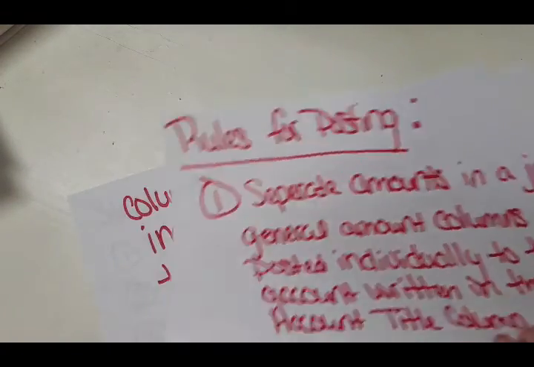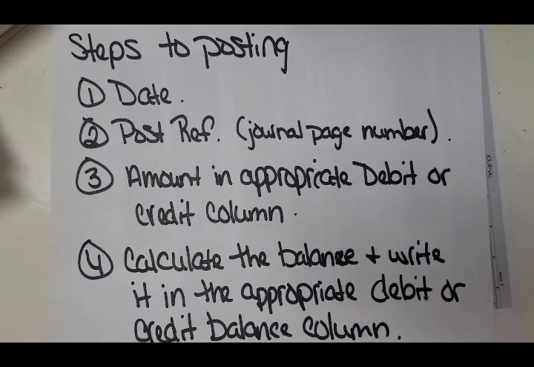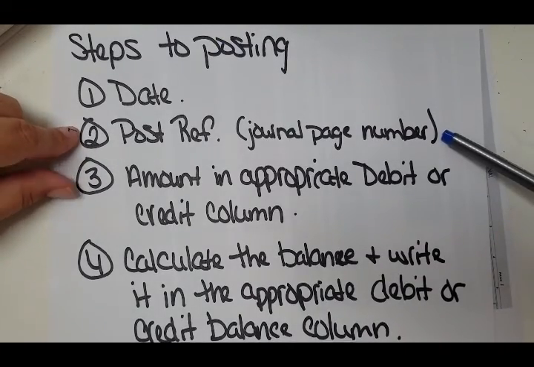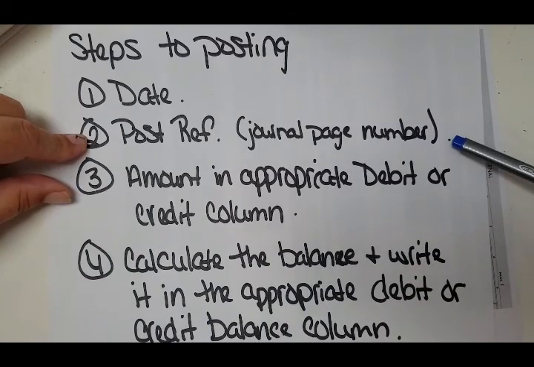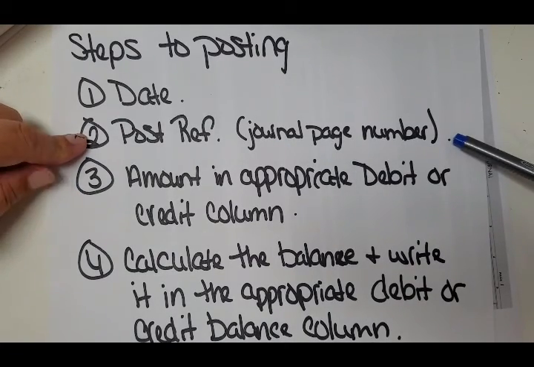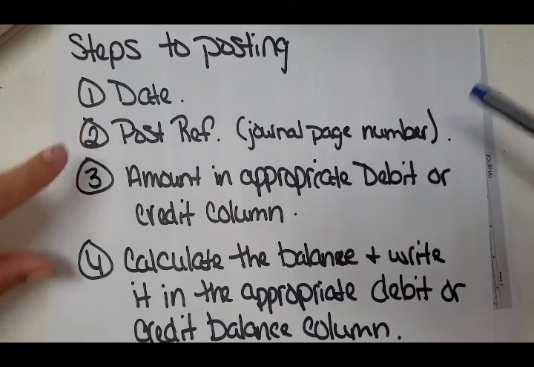Okay. So let's take a look at the steps for posting. There are 4 steps when you're posting. First thing we'll do is we'll be writing the date. Then we'll be writing the post reference number. In this case, it's the journal page number, so this shows where that information came from. Just like we did whenever we were putting it in the journal, we had to put where it came from.